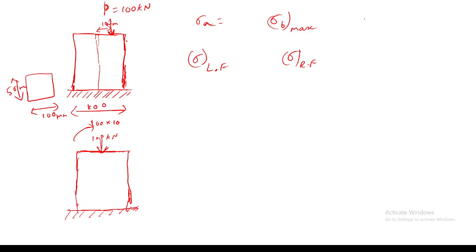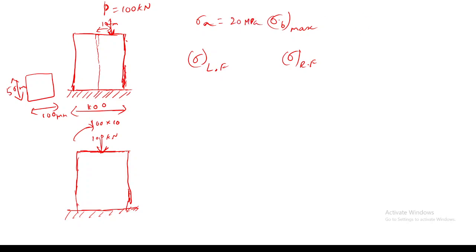Minus 0.02 kilonewton per mm square. Okay, can you say it in MPa? 20 megapascal. Yeah, it will be 20 megapascal. So here maybe I will write the answer 20 megapascal.